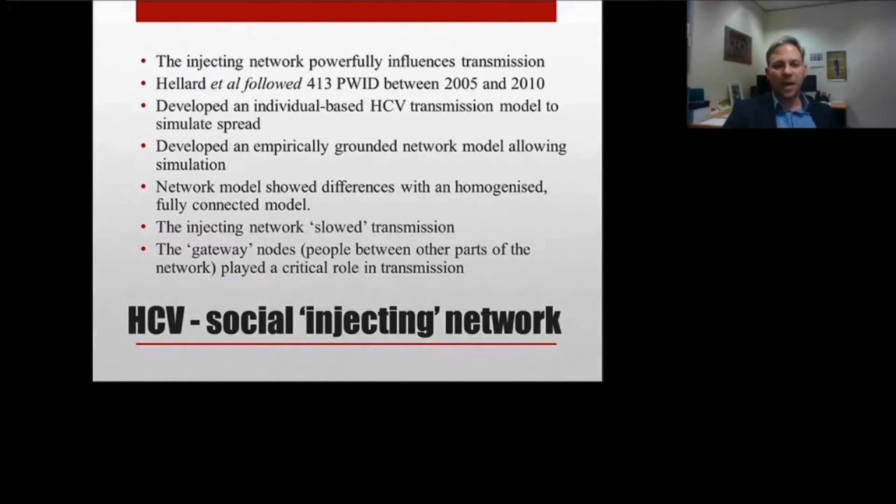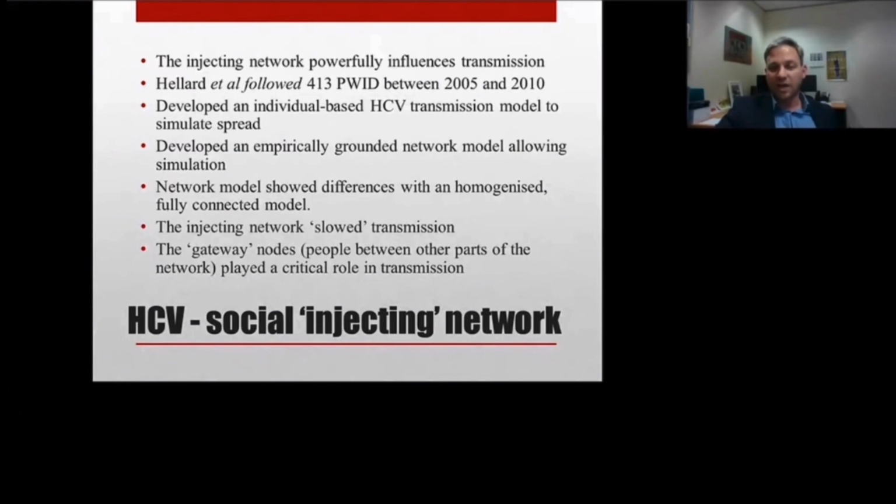So Margaret Hellard's work followed 413 people who inject drugs between 2005 and 2010, and they developed a transmission model to simulate spread, and an empirically grounded network model to allow simulation, and ran those simulations to see how well it reflected the real world. And it showed differences with the traditional models.